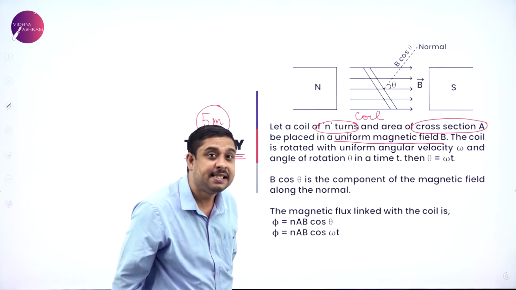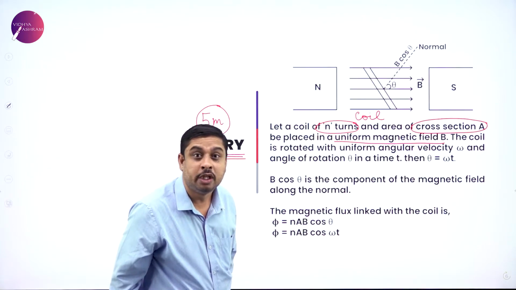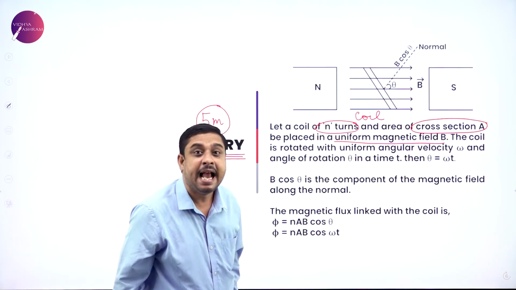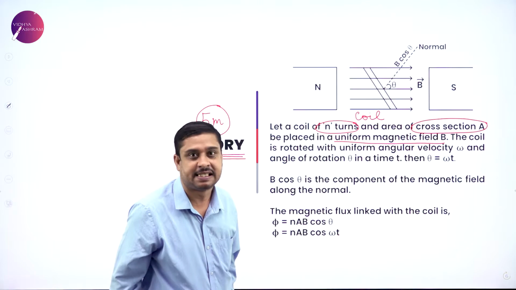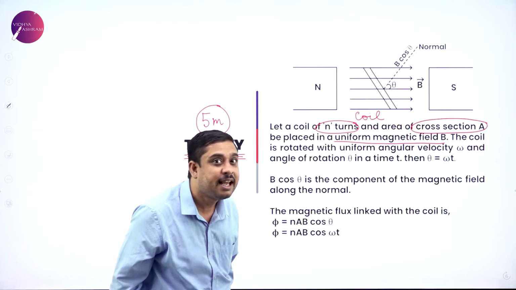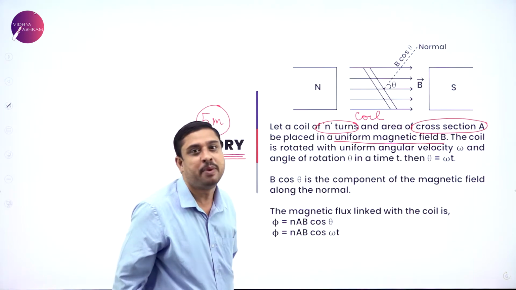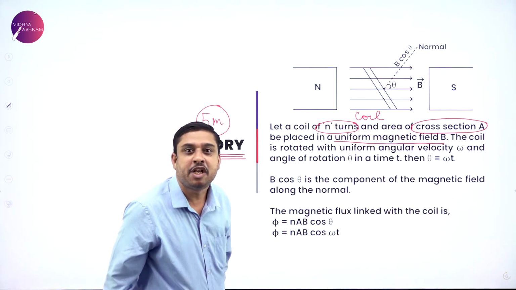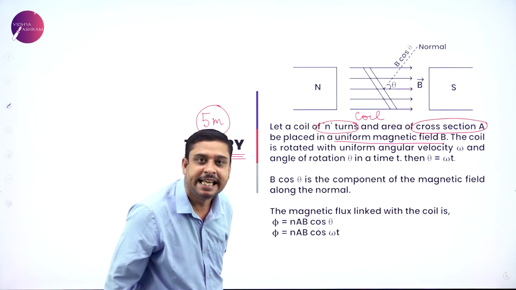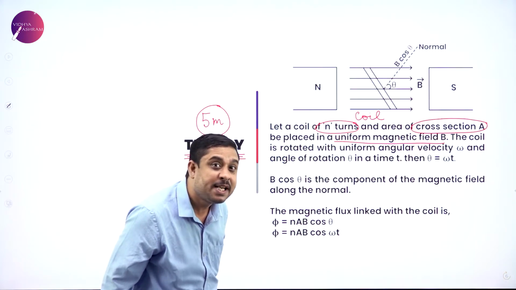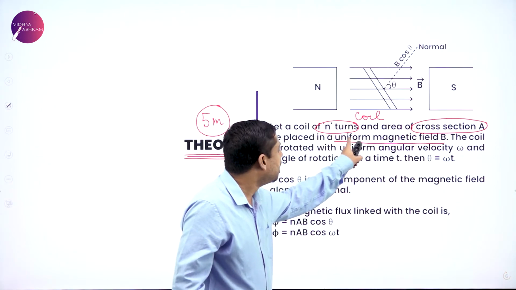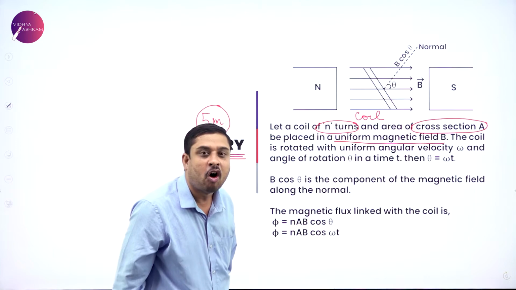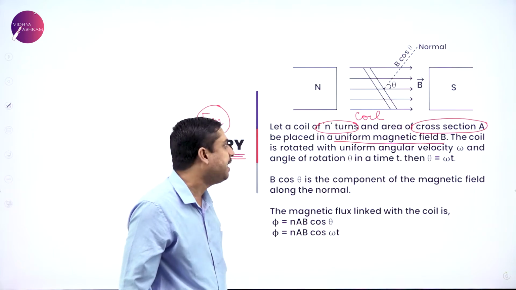So what have I considered? A coil, it has n number of turns. How many turns does the coil have? n number of turns. And what is its area of cross section? A. Where is it placed? In a uniform magnetic field of strength B.